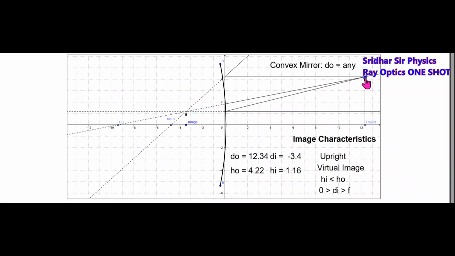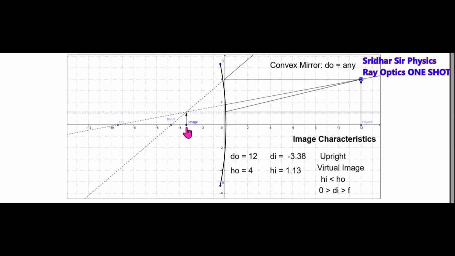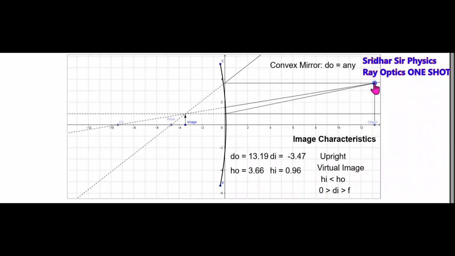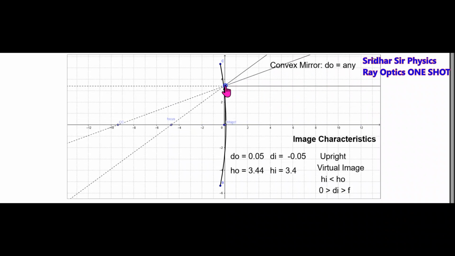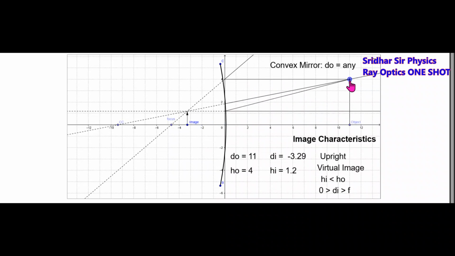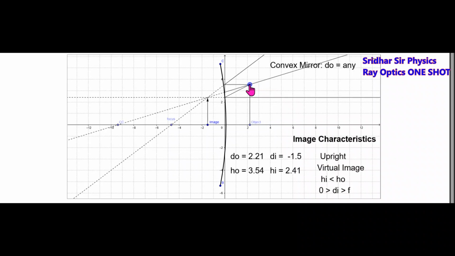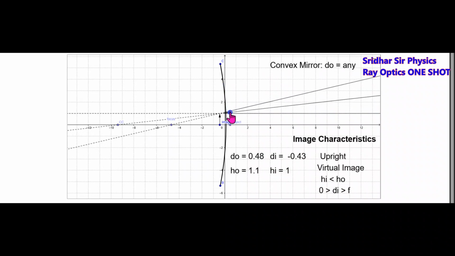Next we have the convex mirror, with this object and this image. As I change the height of the object, you can see the height of the image change, where the image will be between pole and focus. Now as you move this object from far away towards the pole, the image will move from the focus to the pole only. Once again I'm showing it: as you move the object from infinity to the pole, the image will move from the focus to the pole. You can see clearly here.